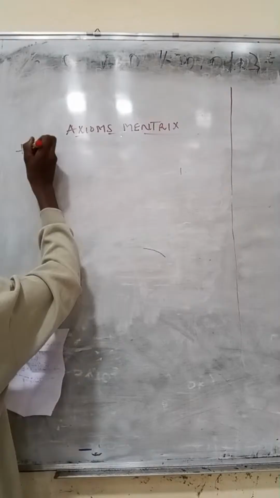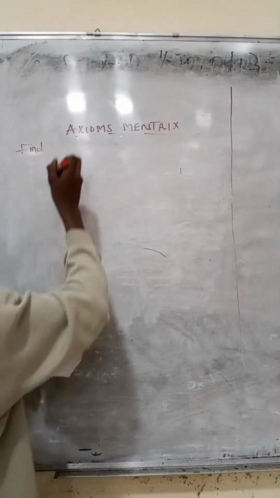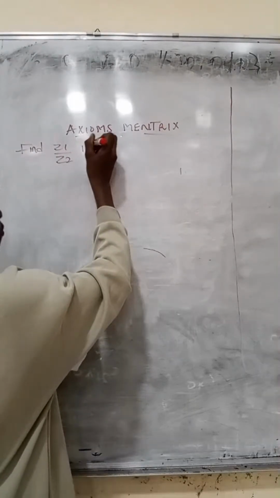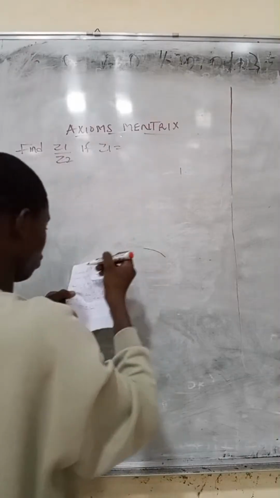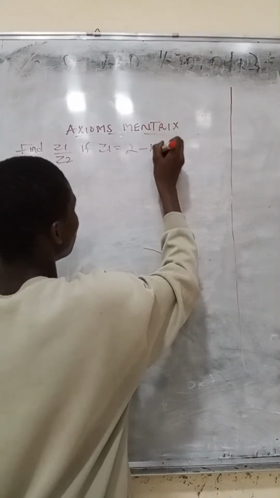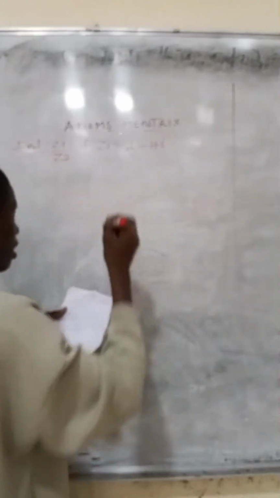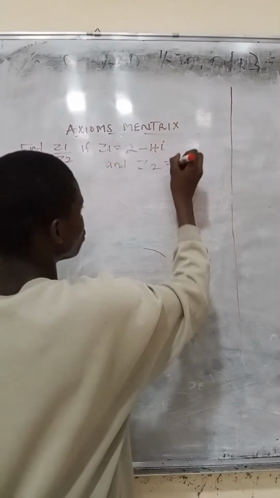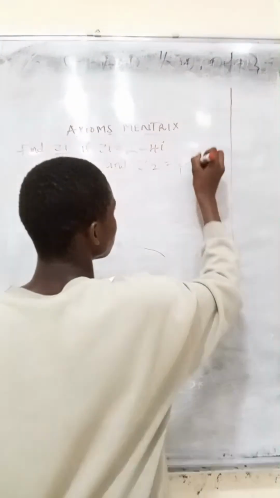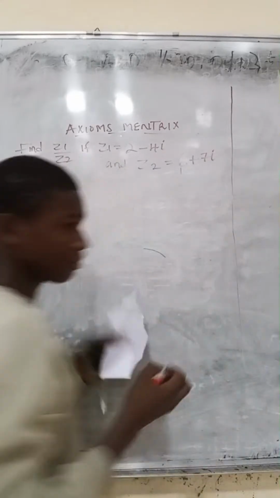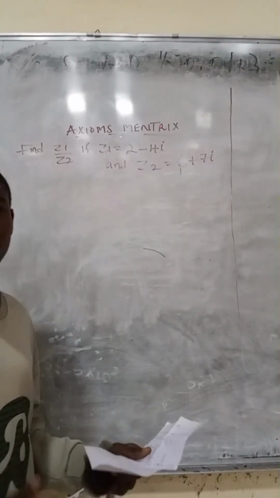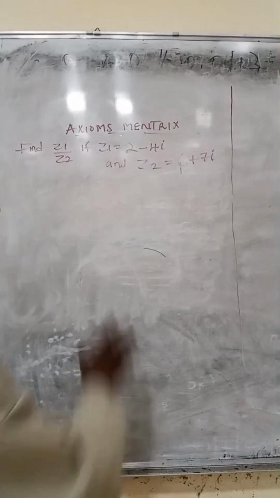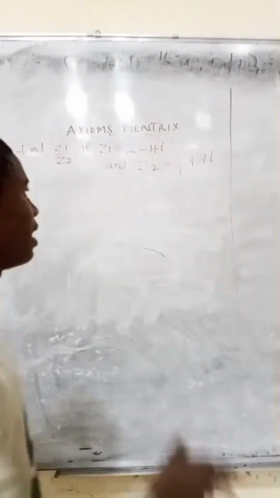The fourth question we have here says, find Z1 over Z2 if Z1 is equal to 2 minus 4i and Z2 is equal to 6 plus 7i. So the question says, find Z1 over Z2 if Z1 is equal to 2 minus 4i and Z2 is equal to 6 plus 7i.